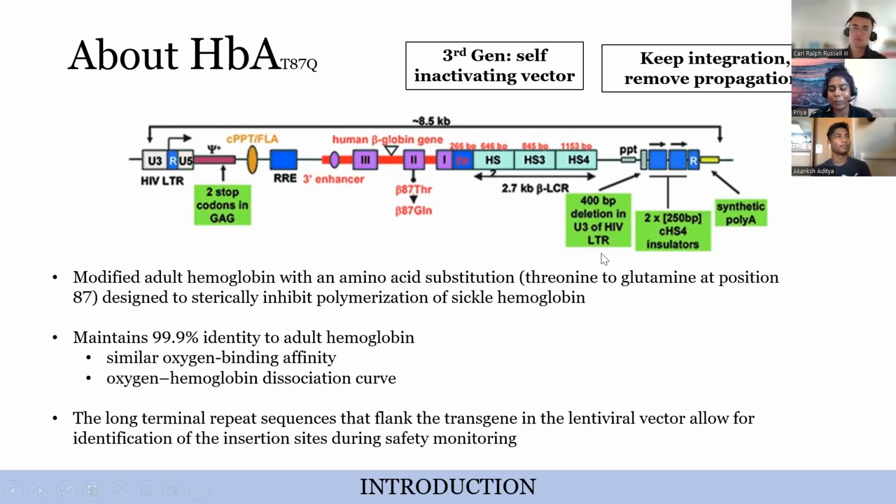So there's this 400 base pair deletion, which makes sure that anyone you give this vector to doesn't get HIV, because we don't want that. So we remove the propagation part and we just keep the integration part, where it integrates effectively and expresses the gene that we want.